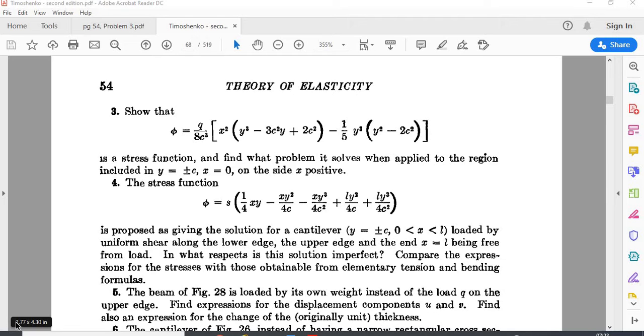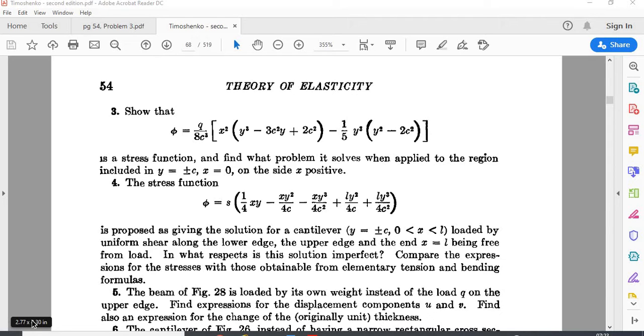Show that phi equal to q by 8c cube into x square into y cube minus 3c square y plus 2c cube, minus 1 by 5 y cube into y square minus 2c square, is a stress function, and find what problem it solves when applied to the region included in y equal to plus or minus c, x equal to 0 on the positive x side. So this problem also involves a polynomial, but here you are directly asked to show that it's a stress function.